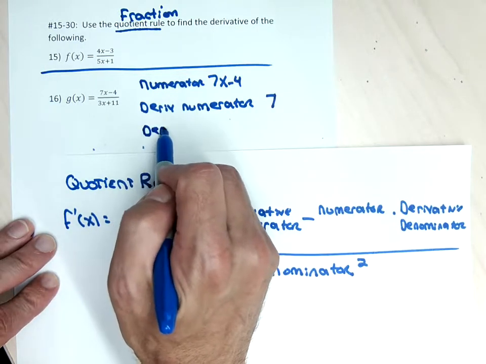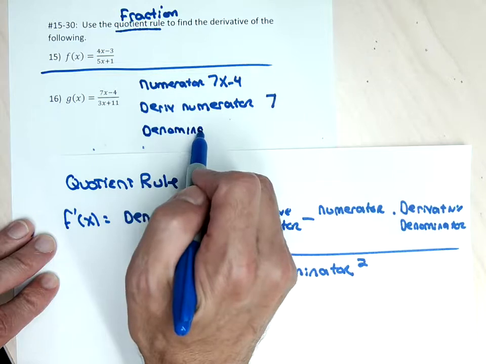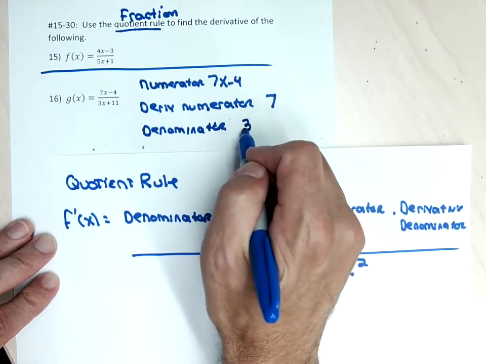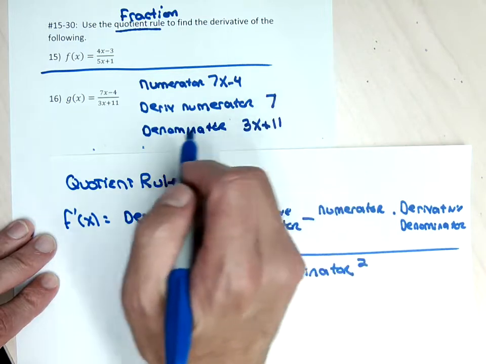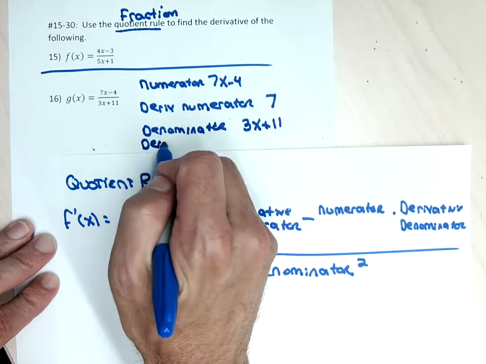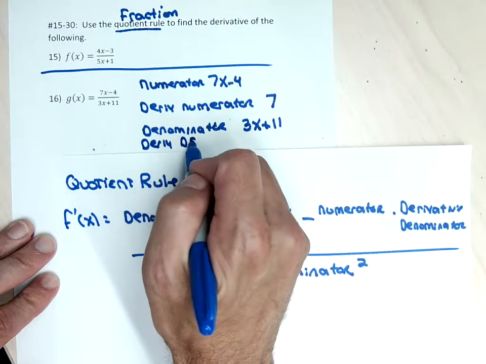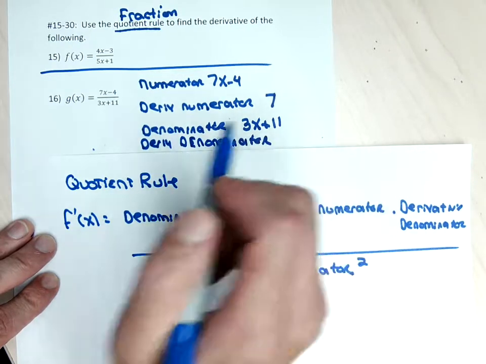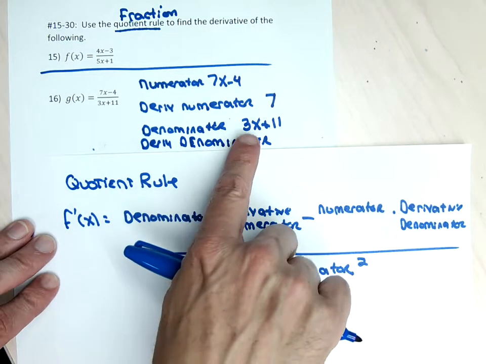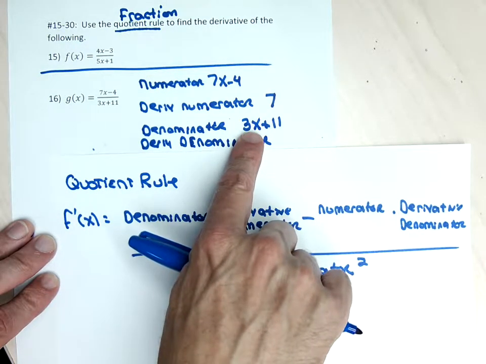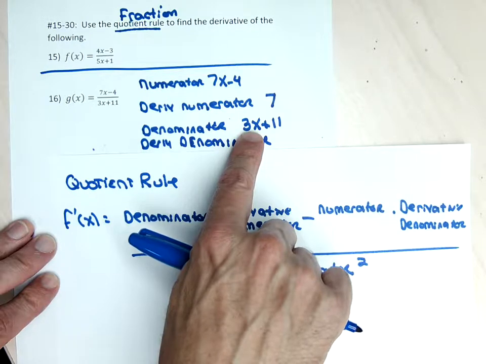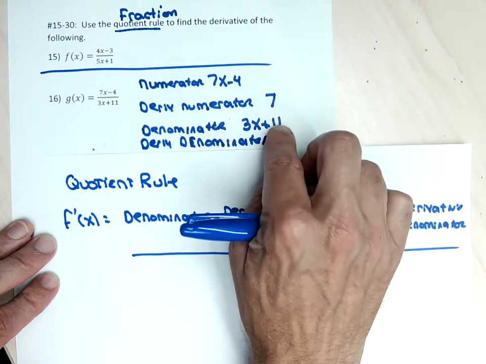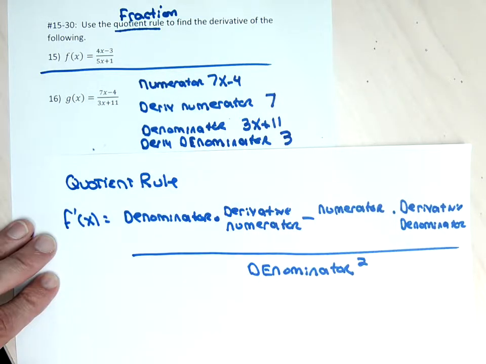I need to know the denominator. The denominator is 3x plus 11 in problem 16. And I need the derivative of the denominator. The derivative of 3x plus 11 is just 3. The derivative of the first term is 3 because it's the first power term. First power terms have the derivative of the number in front of the x without the x. The second term is a constant. Numbers without letters have a derivative of 0.